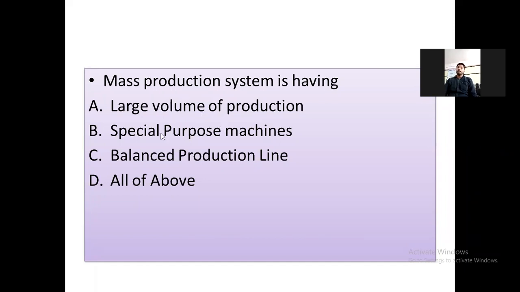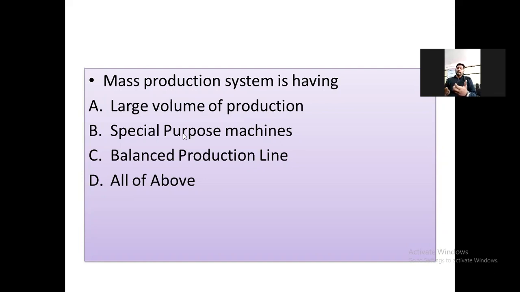D is the correct answer, because in mass production the large volume is there, and to achieve that volume, we are moving from general purpose machines to special purpose machines. One task will be performed on a single machine or by a single person. That machine will perform that task only. The general lathe machine is a general purpose machine, because that machine can perform any task.